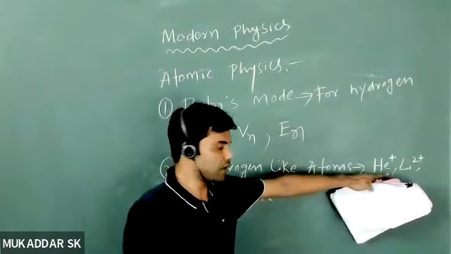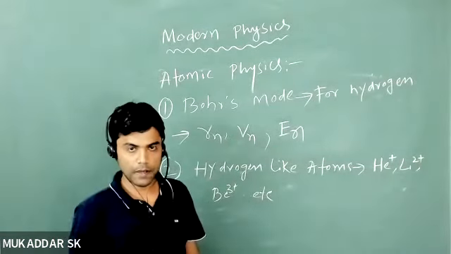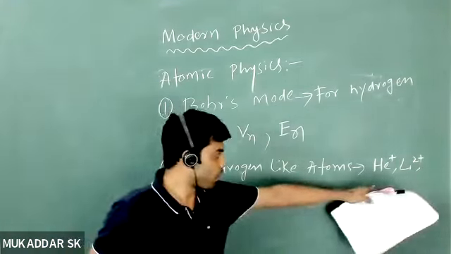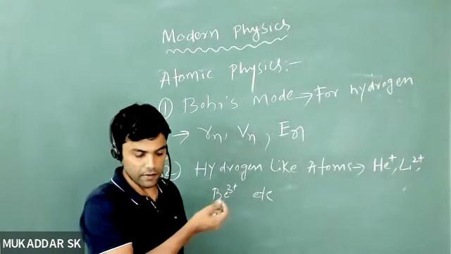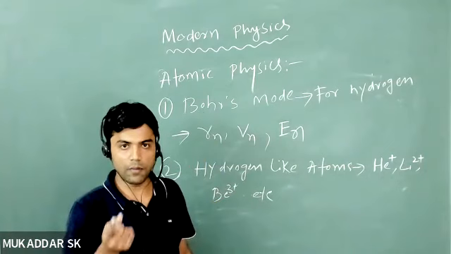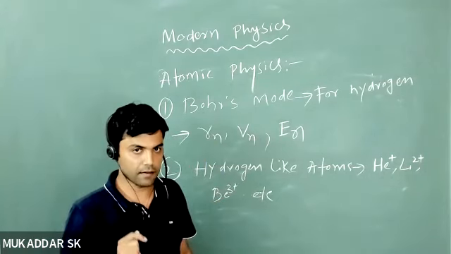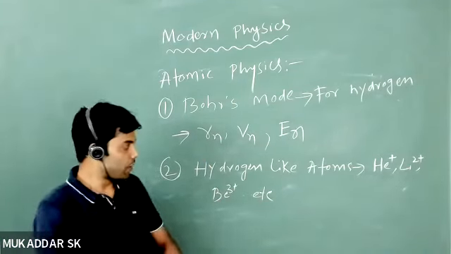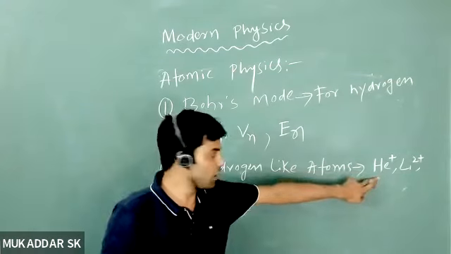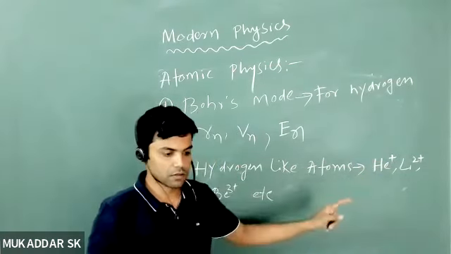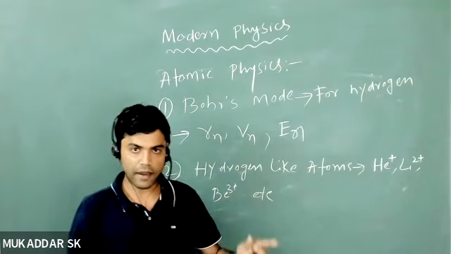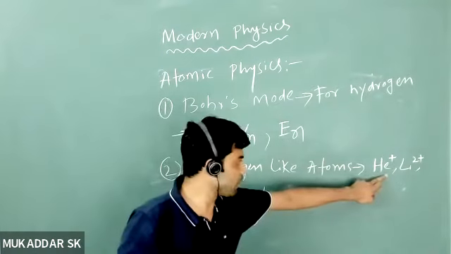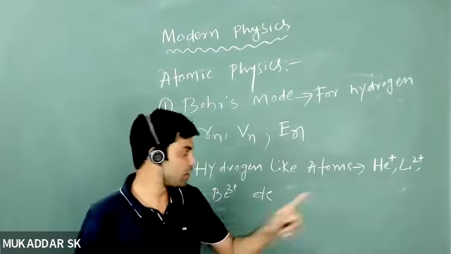Because if you see helium plus, how many electrons will it have? Helium plus will have 1 electron, so it is similar to hydrogen. In a hydrogen atom also you have 1 electron, right? Everybody agreed? Yes, sir. Helium has 2 electrons, but plus means 1 electron is removed, so it will have 1 electron. That's why it is hydrogen-like.